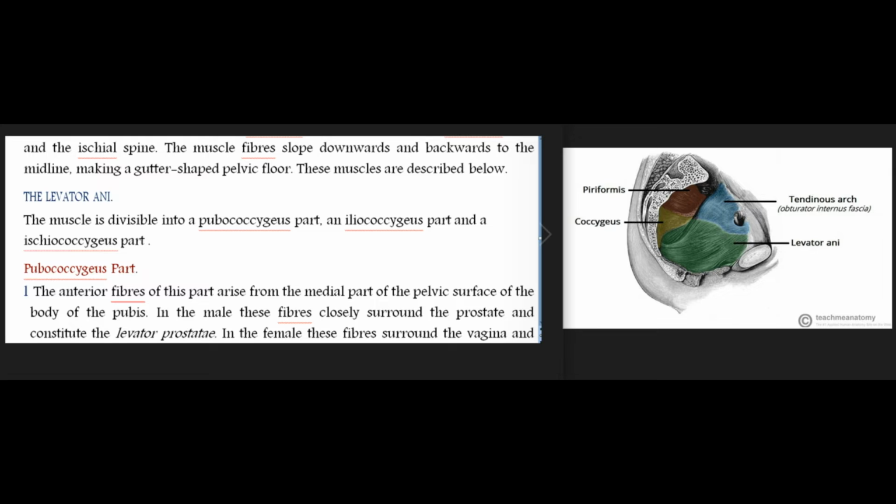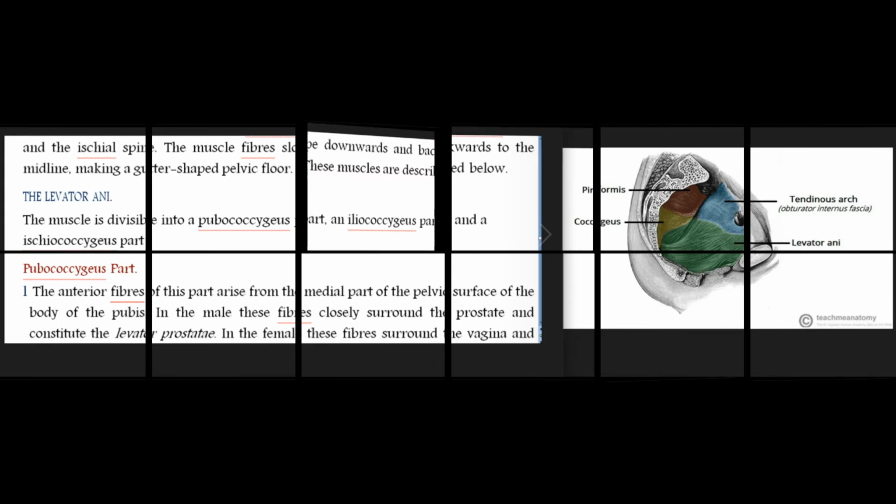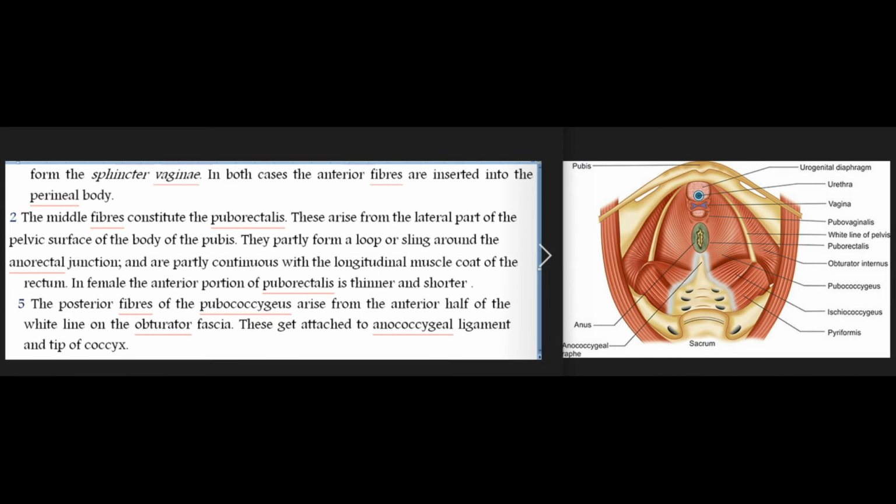The levator ani. The muscle is divisible into a pubococcygeus part, an iliococcygeus part, and an ischiococcygeus part. Pubococcygeus part. The anterior fibers of this part arise from the medial part of the pelvic surface of the body of the pubis. In the male, these fibers closely surround the prostate and constitute the levator prostatae. In the female, these fibers surround the vagina and form the sphincter vaginae. In both cases, the anterior fibers are inserted into the perineal body.